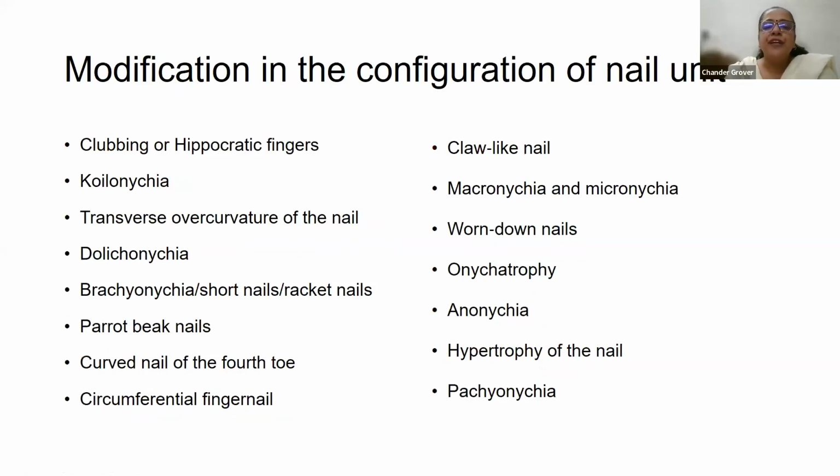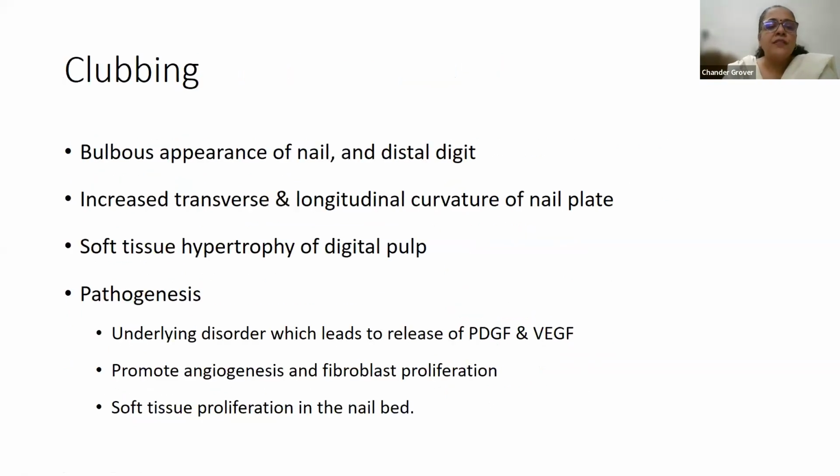So, modifications in the configuration of the nail unit. There are so many things that you're specifically going to look for. First is clubbing, or the bulbous appearance of the nail and distal digit. Now this bulbous appearance, in early stages, may not be very visible to you. The nail is convex, both longitudinally as well as transversely. But clubbing is an increased transverse and longitudinal curvature, more than normal.